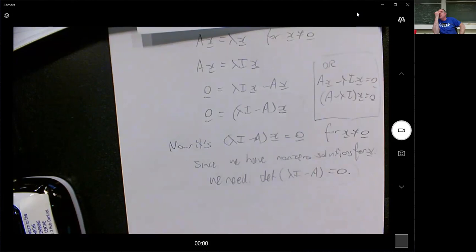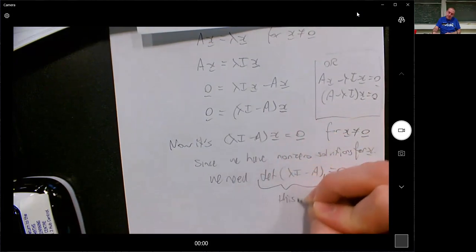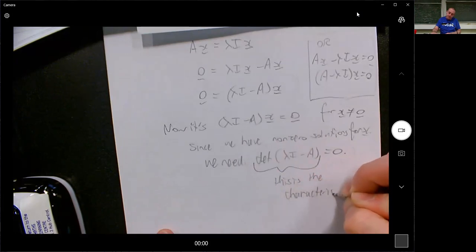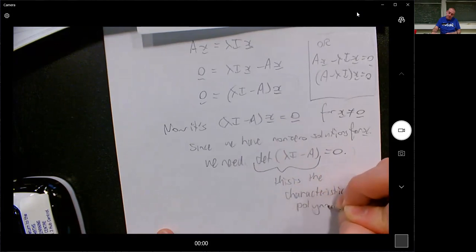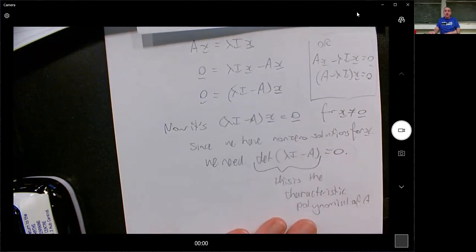I have a question. Was the phrase characteristic polynomial mentioned in this course? If you're not sure, okay. So this determinant will come out to be a formula involving lambdas, and it will be a polynomial. It's called the characteristic polynomial. Now they might not have mentioned it in this course, but I just wanted to say that that's what it's called in case you wanted to Google it.